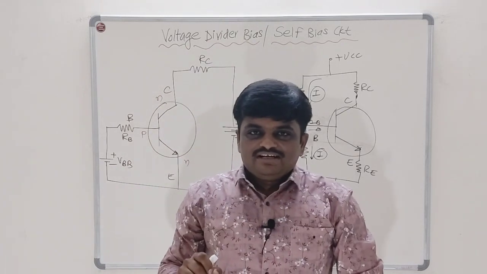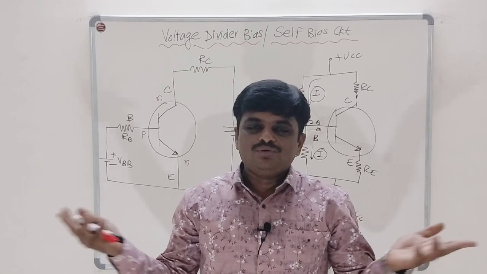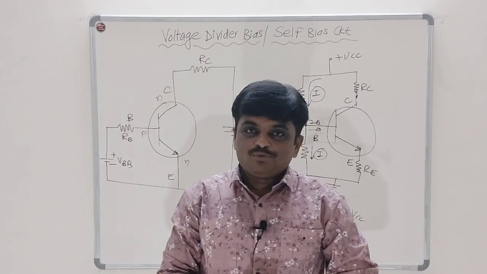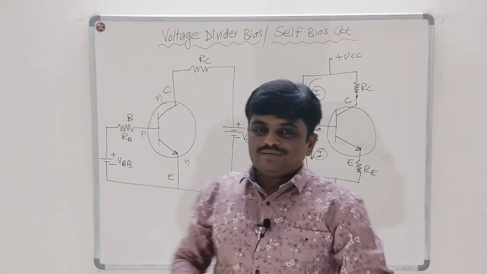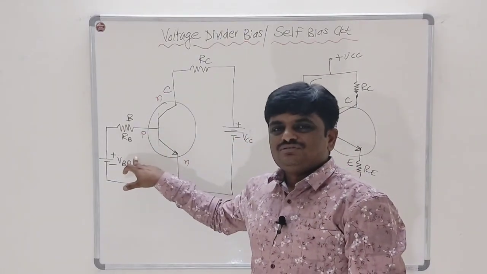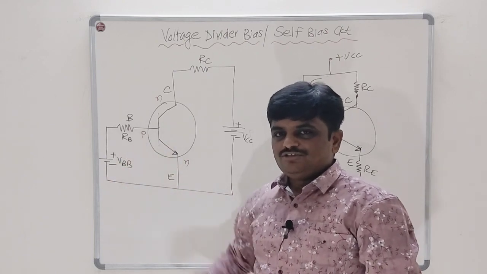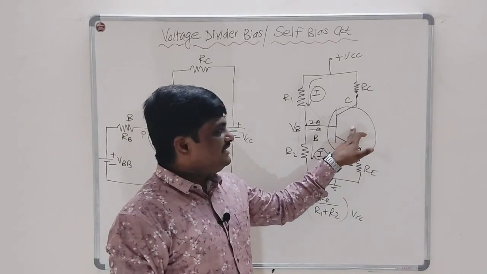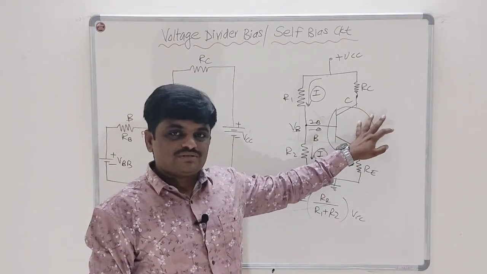Why are we using the voltage divider bias circuit? Due to the highest stability of the Q point, and you know the Q point location is very important for the operation of the transistor. So that is why it is the most widely used biasing circuit. You can use the basic circuit for biasing also, but there will be some problems. You may have variations in the Q point. So that is why this voltage divider bias circuit is used. It is more preferably used practically.